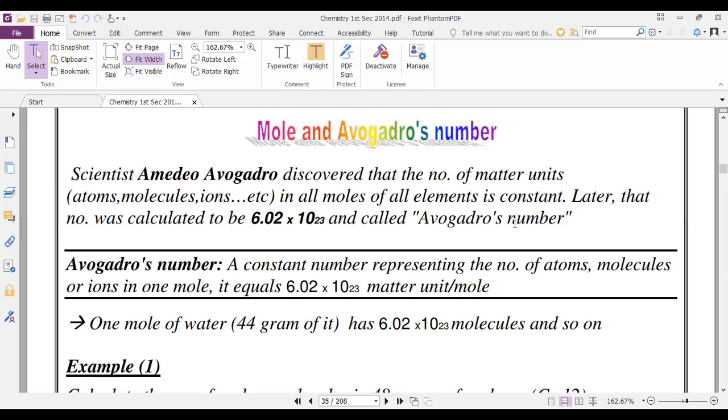So Avogadro's number is a constant number. 1 mole of any substance has a number of atoms or molecules or ions which equals a fixed number, 6.02 times 10 power 23. So 1 mole of water, 44 gram, has 6.02 times 10 power 23 molecules. Do you understand? Okay.